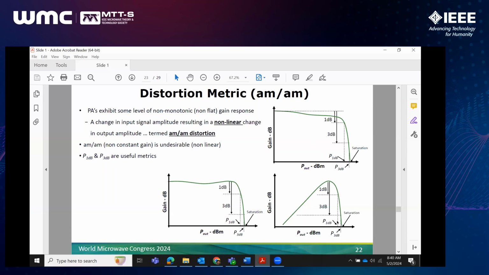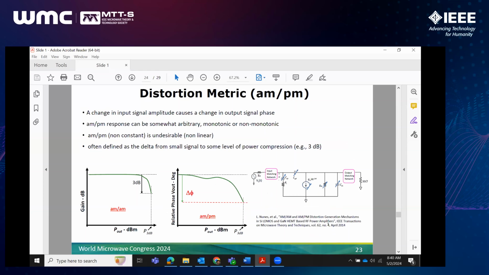And in the compression region, we can define some compression points where the gain has dropped 1 dB or 3 dB. These are common points often referred to in PA design or device operation. Moving to slide 23.